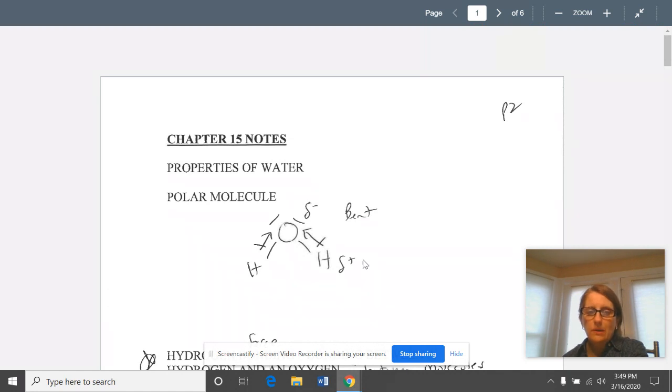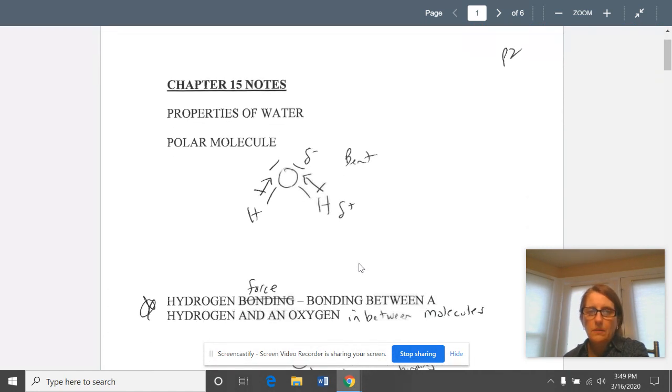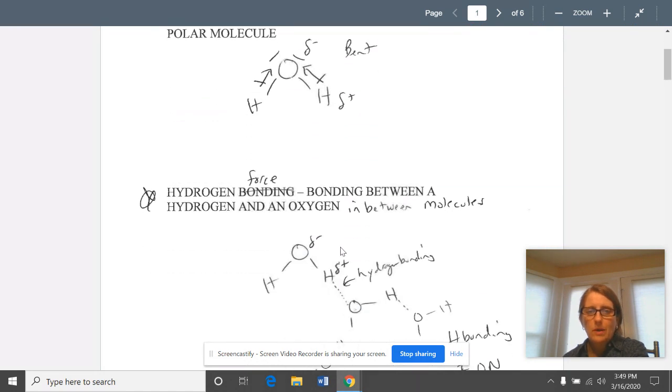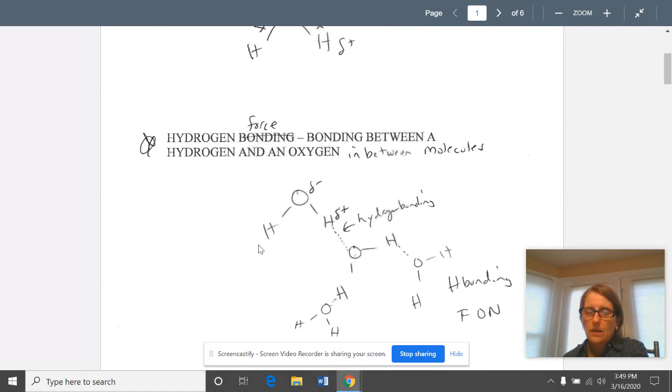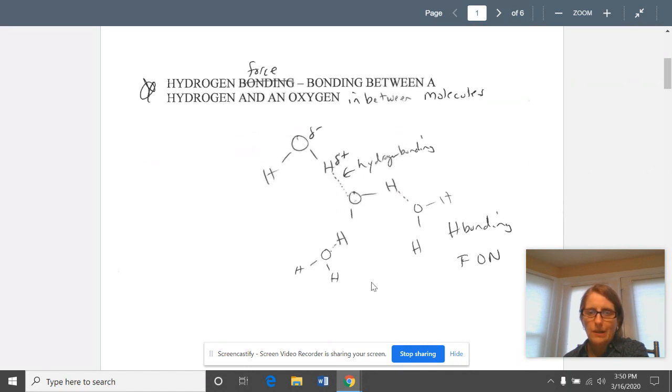So water is a bent molecule, and it makes it polar because the poles don't cancel out. So in water, because you have a negative and a positive end, you have what we call hydrogen bonding, or you could call it a force. Sometimes it gets confusing. It is the force between the hydrogen and adjacent oxygen on another water molecule. So it's between molecules. That's why you see it as a dotted line for hydrogen bonding.